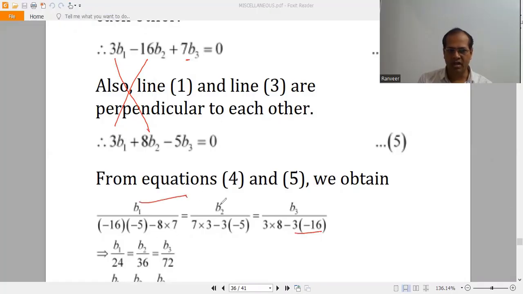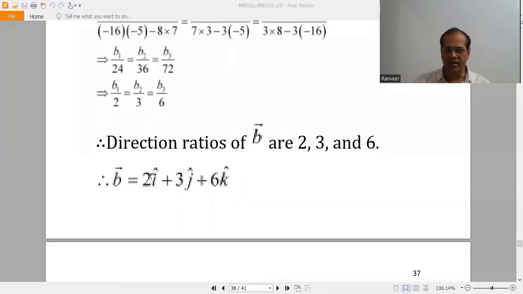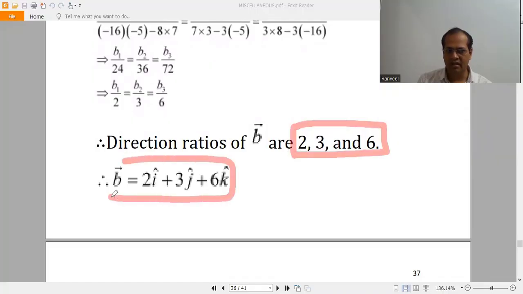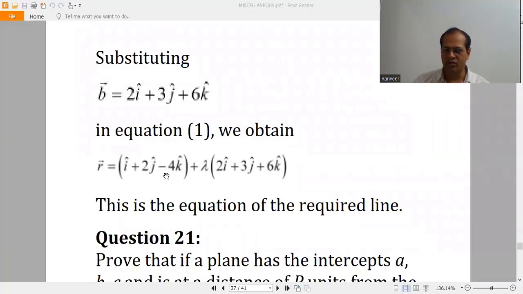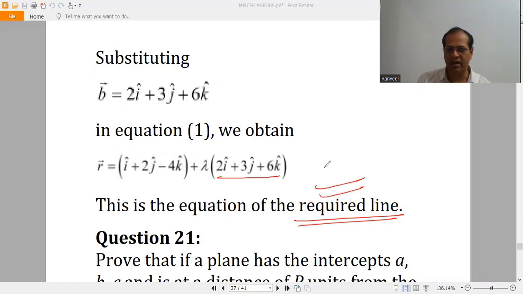So when we take b1, b2, b3, this is the value, and this is nothing but the direction ratio of b, which is 2, 3 and 6. Now we have to substitute this in the first equation: r equal to i plus 2j minus 4k, this is the position vector, and b we got by solving is 2i plus 3j plus k. So this is the required equation of the given line.